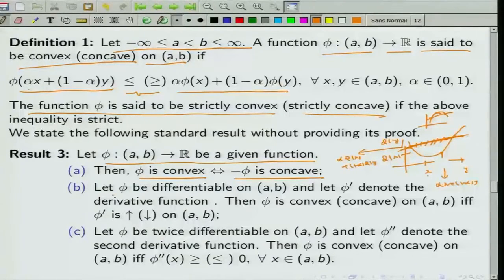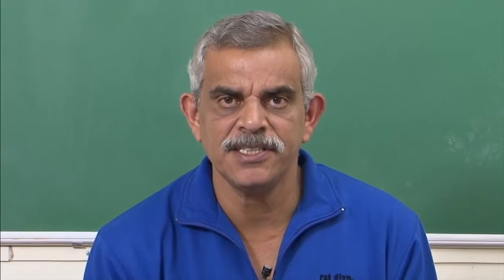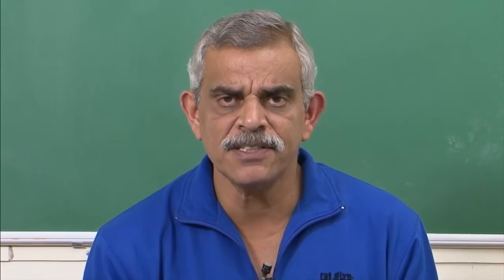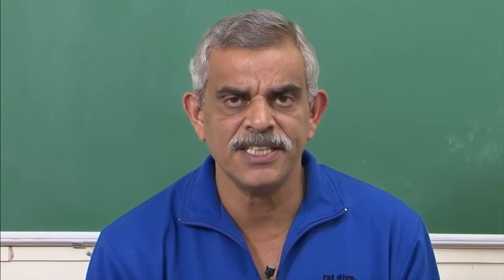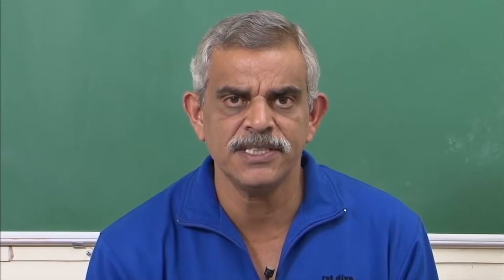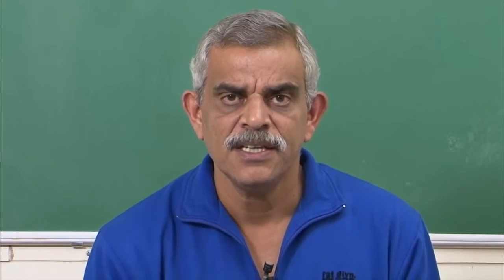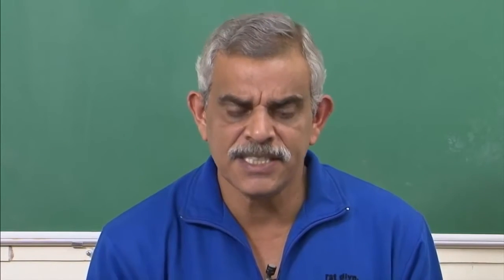Now checking convexity or concavity becomes very easy if I know that my function is differentiable. So let phi be differentiable on (a, b) and let phi prime denote the derivative function. Then phi is convex if and only if phi prime is increasing, and it would be concave if and only if phi prime is decreasing. So that means to check whether a function phi is concave or convex, just check whether the derivative is decreasing or increasing. In case of convex, the derivative has to increase. In case of concave, the derivative has to decrease.